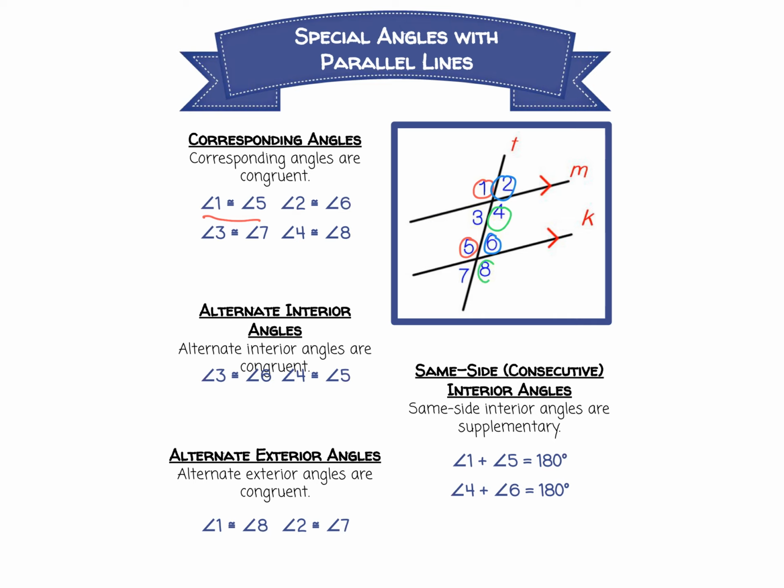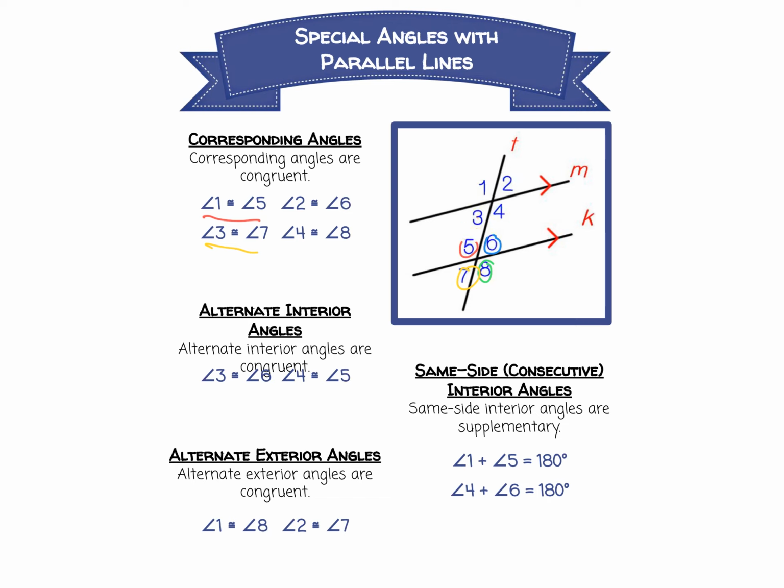4 and 8 are both below a parallel line and to the right of a transversal. Those correspond. And then finally, 3 and 7 correspond. And corresponding angles are congruent. So those are called corresponding.